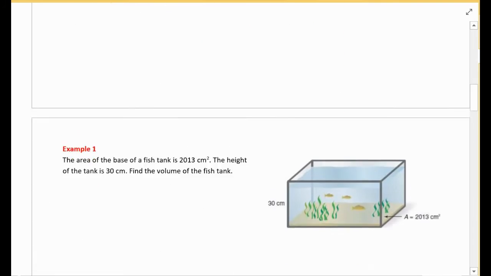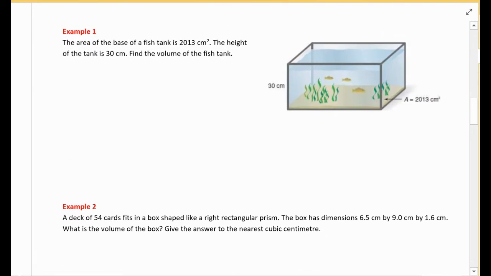Okay, let's move on. The area of the base of a fish tank is 2013 square centimeters. The height of the tank is 30 centimeters. Find the volume of the fish tank. So 2013 is the base area. Base area times the height is the volume.